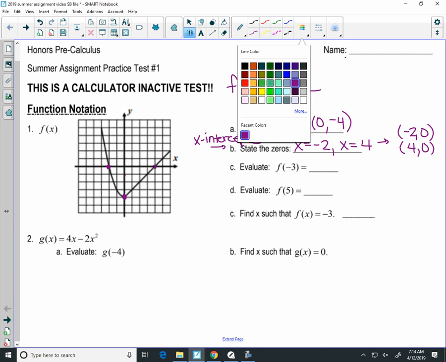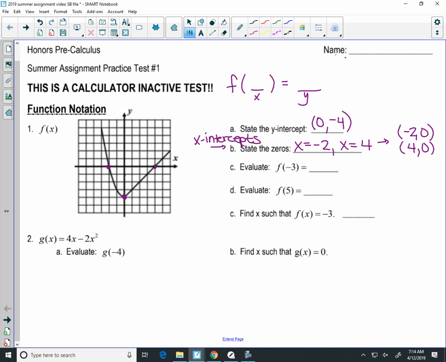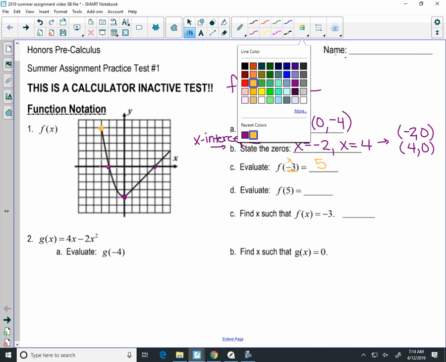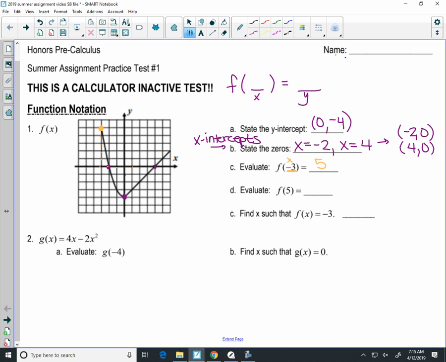All right, more function notation. Evaluating f of -3. Again, -3 is our x. So if I go over to -3, our y is 5. I know that picture is not the prettiest picture ever. All right, f of 5. I'm going to go over to 5. My x is 5. My y is 1.